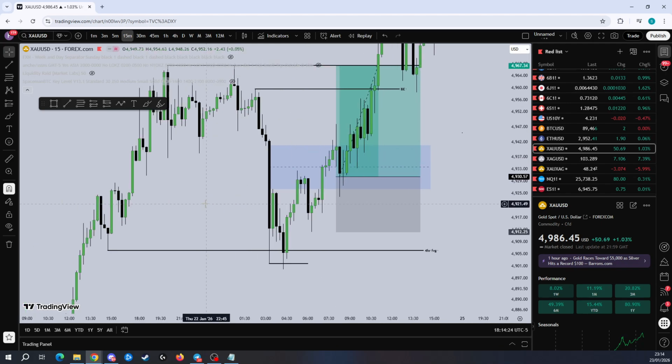So, retrace into the 15-minute fair value gap. Here is too early to long this breaker, this order block, and you can consider this a breaker, but it's not really a swing high here. It's just an up close candle before the down move. So I like to just use the order block here in this case.